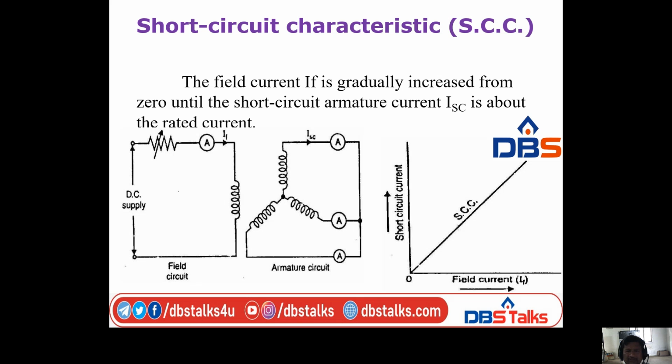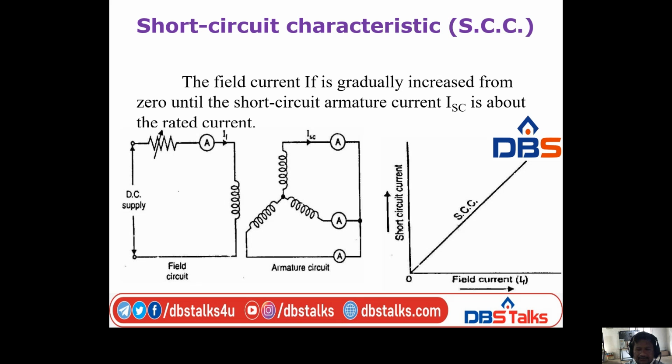Short circuit is nothing but, you have to short circuit all these three phases with one ammeter, not 3 ammeters. 3 ammeters also no problem. As usual, the procedure is, at the starting, put the rheostat in minimum position, and by varying the rheostat, put the rated current at the ammeter. Because of this rated current IF, we get the ISC, short circuit current.